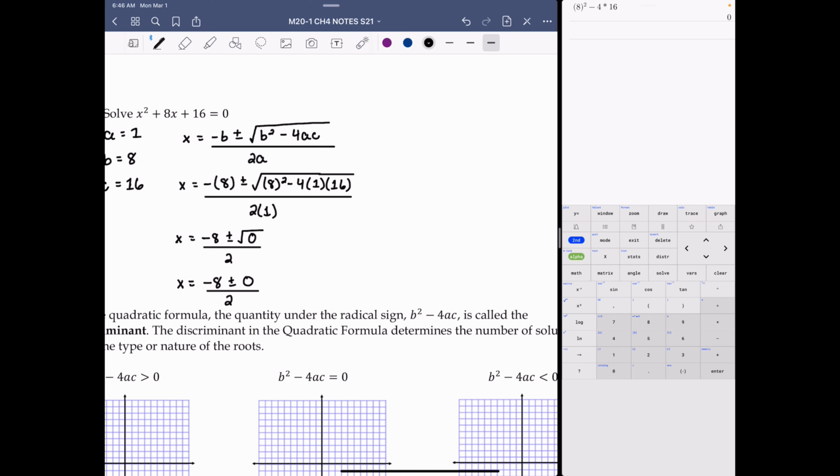Then we have two cases where we're either adding 0 or subtracting 0. But really, those are the same thing because adding 0 or subtracting 0 doesn't change the value. So we get x equals -8 divided by 2, which gives us x equals -4. Notice we only have one solution, and that's because the value under the square root equals 0, so the two different situations of adding or subtracting the square root are going to be the same.